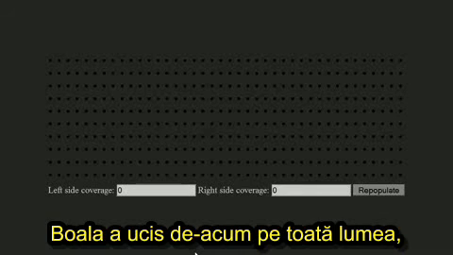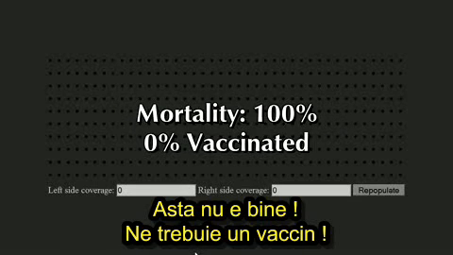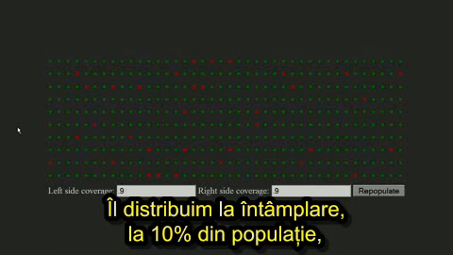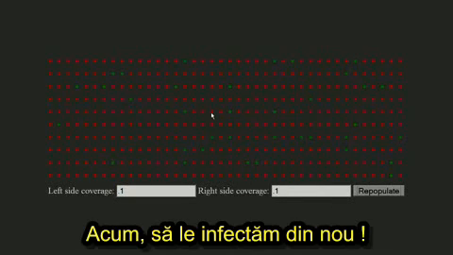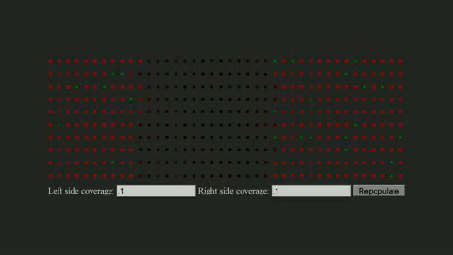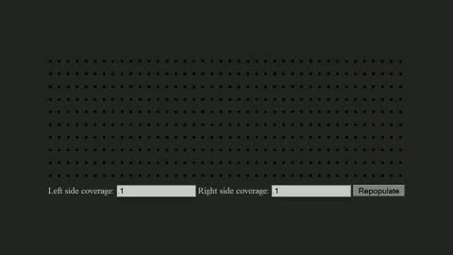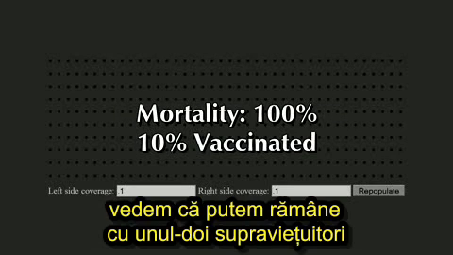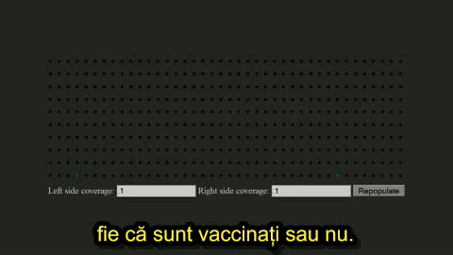The disease has now killed off everybody, every single member of the population. That's no good. We need a vaccine. So let's say that we introduce our vaccine and give it to 10% of the population. We'll distribute this 10% at random across the population by changing both values to 0.1. Now let's infect them again. Oh dear, it looks like we've killed them all off again. Running this multiple times, we see that we can sometimes get a lone survivor or two here and there among the vaccinated population, but for the most part, it kills off everyone, vaccinated and non-vaccinated alike.